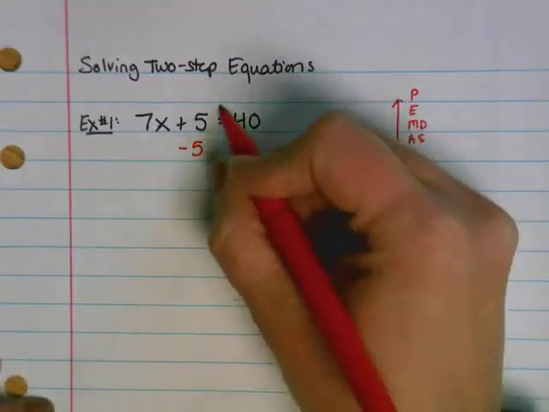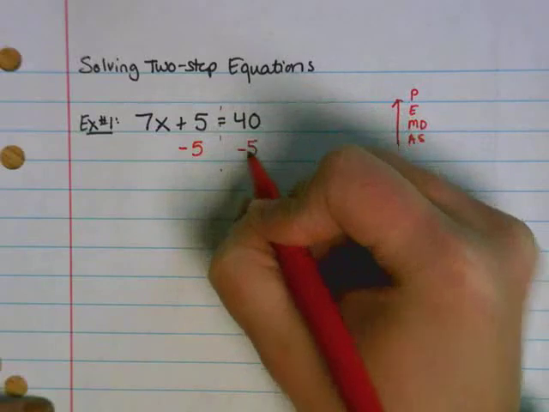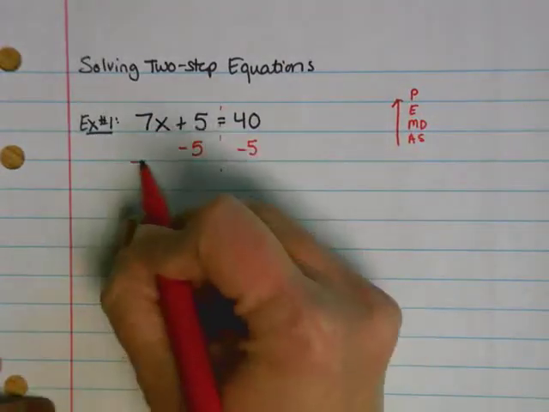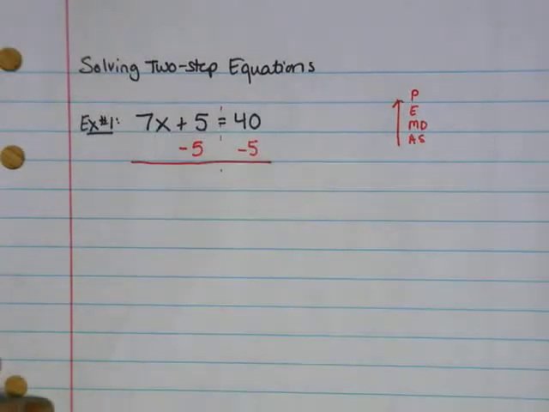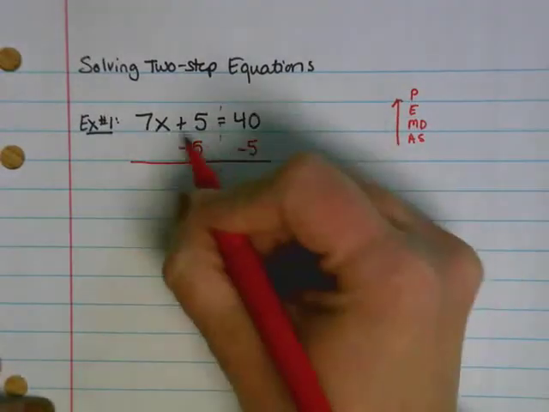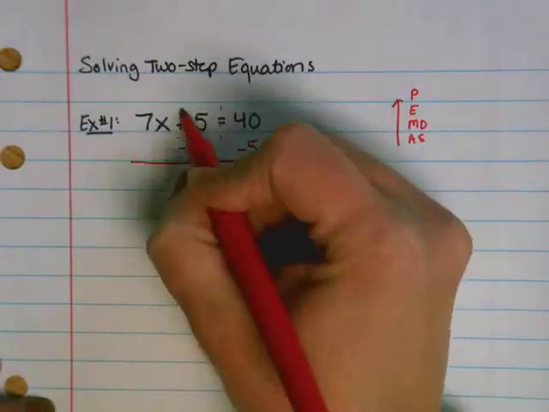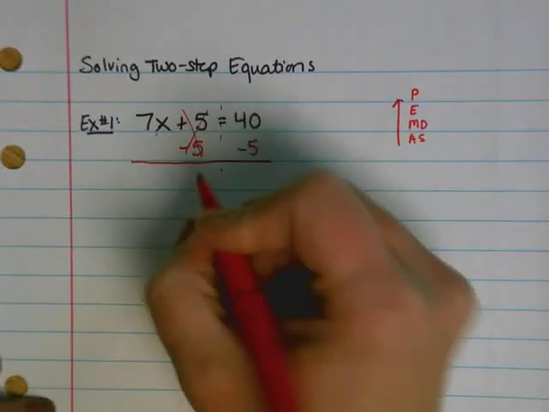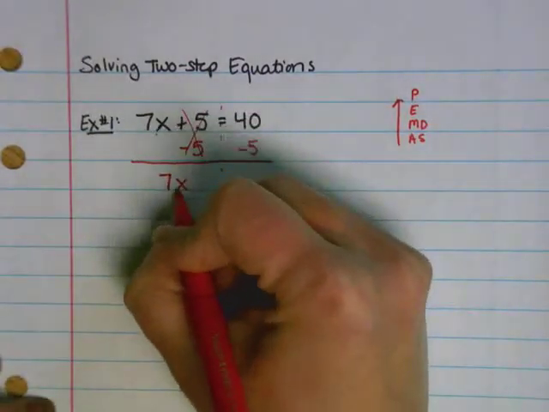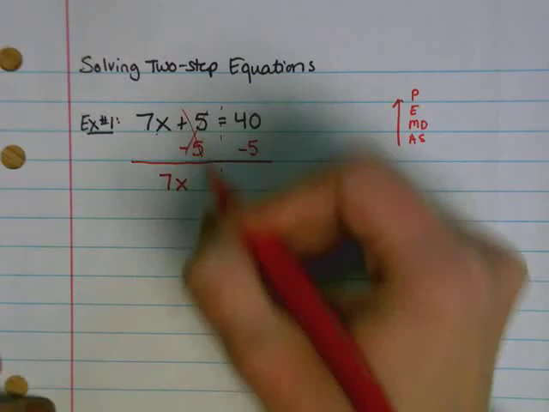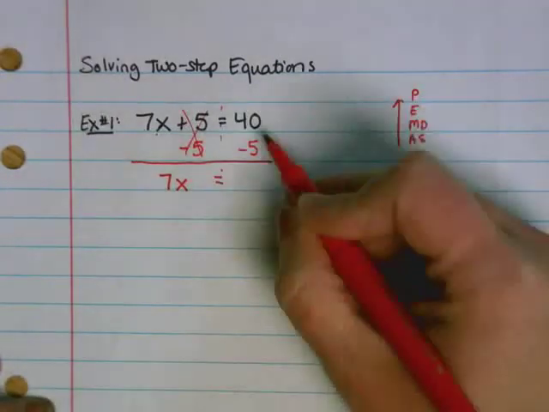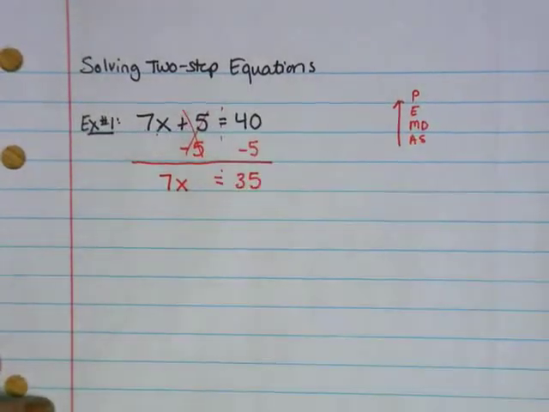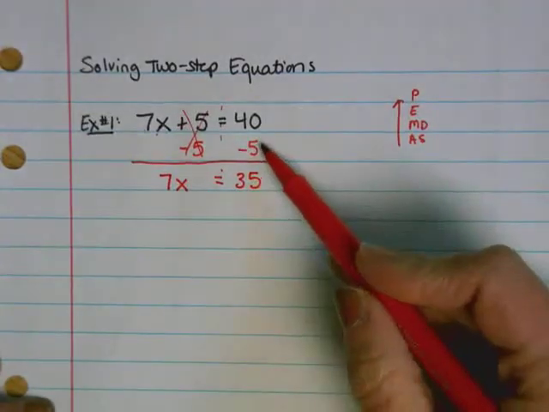And whatever we do on one side, we also have to do on the other side of that equal sign. So let's draw a line and bring down what's left. Now the plus 5 minus 5, the reason we did that is because that's just 0. They cancel out. Bye-bye. But we don't just have x left. We still have a 7x left over here. We're going to bring down our equal sign. And what's 40 minus 5? 35. So now we've done the first step here.